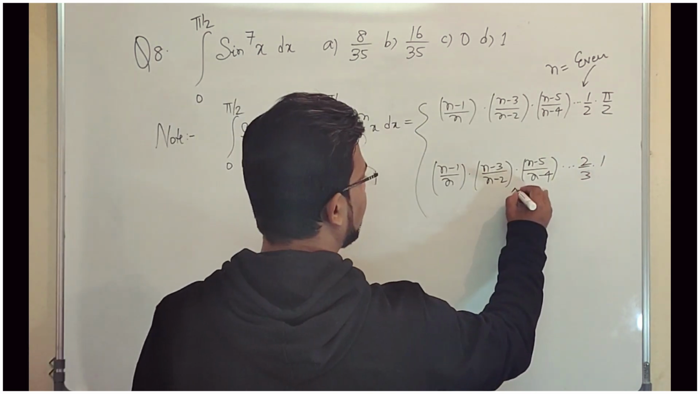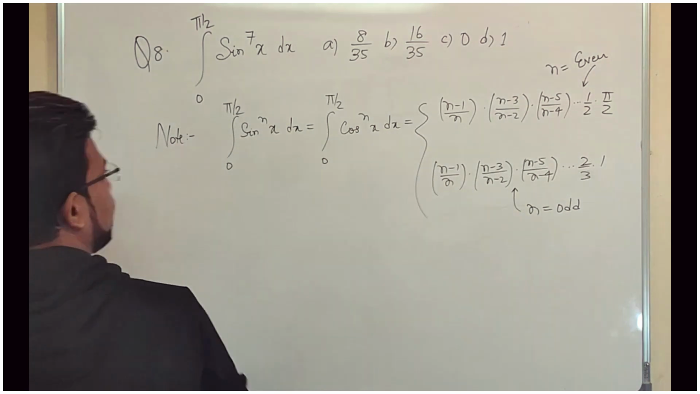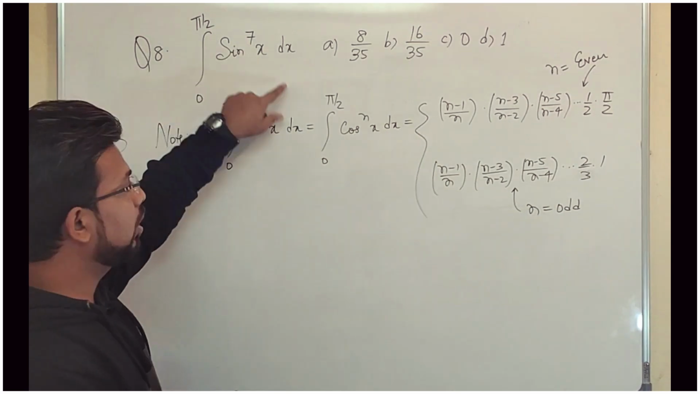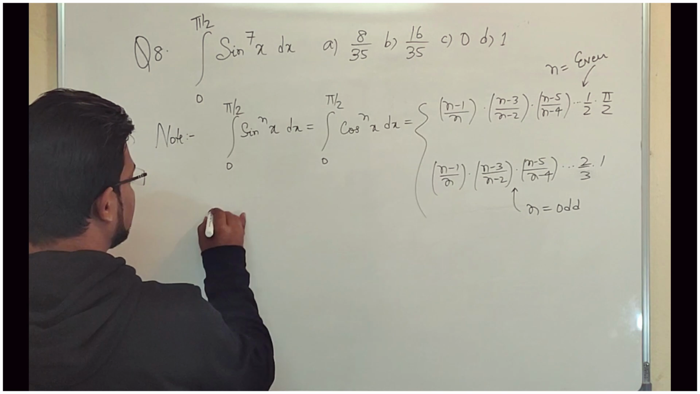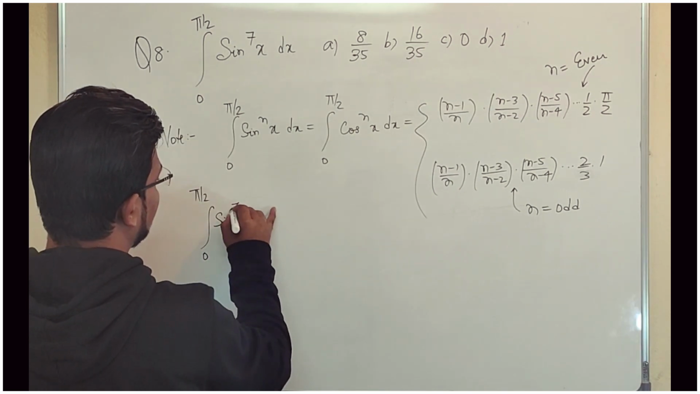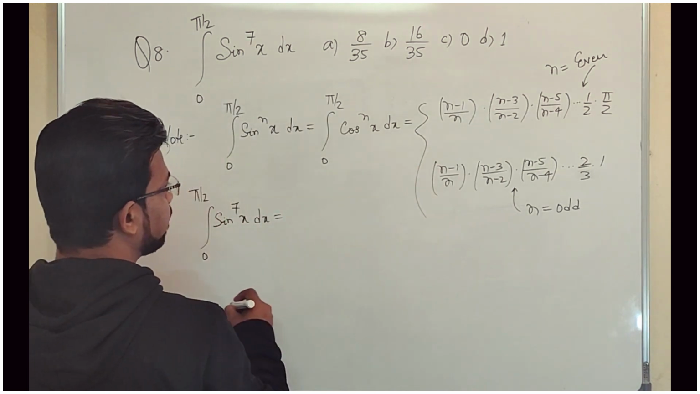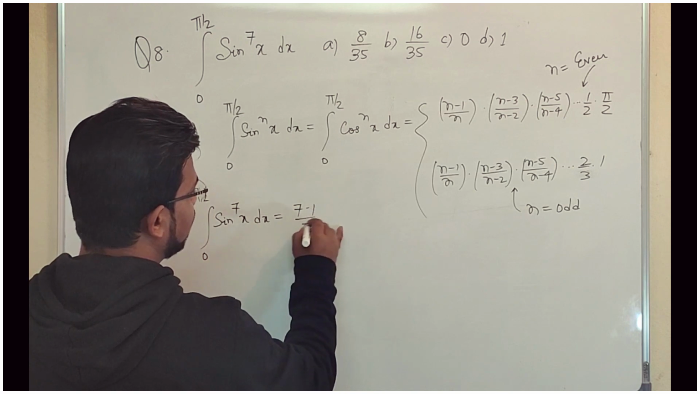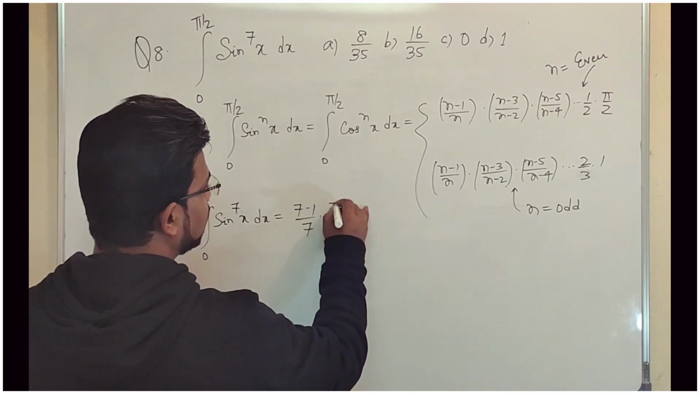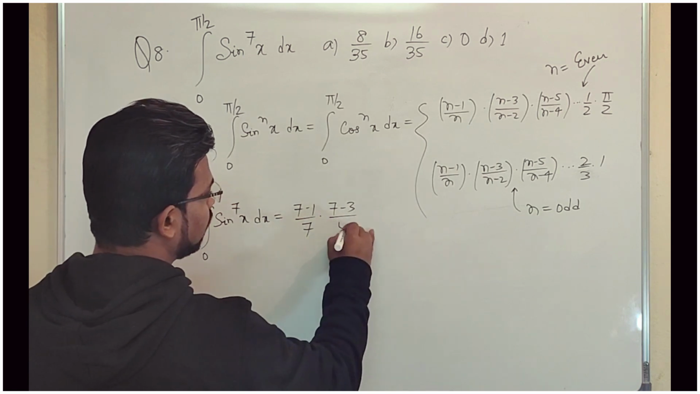Okay, and this is how you have to apply it if n is odd. So let's check whether n is even or odd. Here we have n is odd, so I'll be applying this. So I can write integration from 0 to pi by 2 sine 7x dx. This will be 7 minus 1 by 7, multiplied with 7 minus 3 by 5.